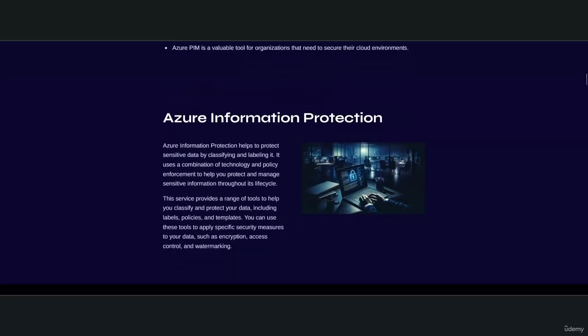Azure Information Protection. Azure Information Protection helps to protect sensitive data by classifying and labeling it. It uses a combination of technology and policy enforcement to help you protect and manage sensitive information throughout its lifecycle. This service provides a range of tools to help you classify and protect your data, including labels, policies, and templates. You can use these tools to apply specific security measures to your data, such as encryption, access control, and watermarking.